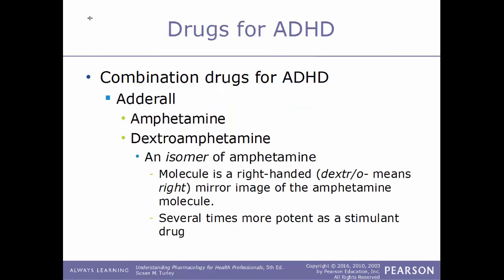Another kind of drug that could be used to treat ADHD are combination drugs, and probably the most well-known of these is Adderall. Now, Adderall is a combination of amphetamine and dextroamphetamine. Now, dextroamphetamine is an isomer of amphetamine, and it gets its name because the molecule is a right-handed mirror image of the amphetamine molecule. And dextroamphetamine is several times more potent as a stimulant drug.